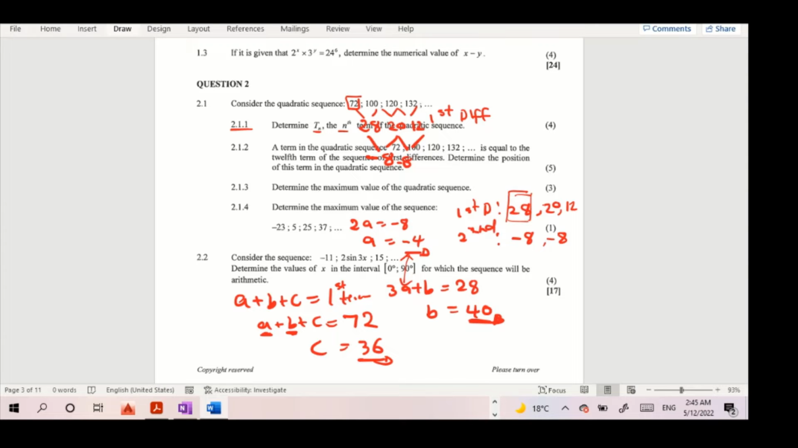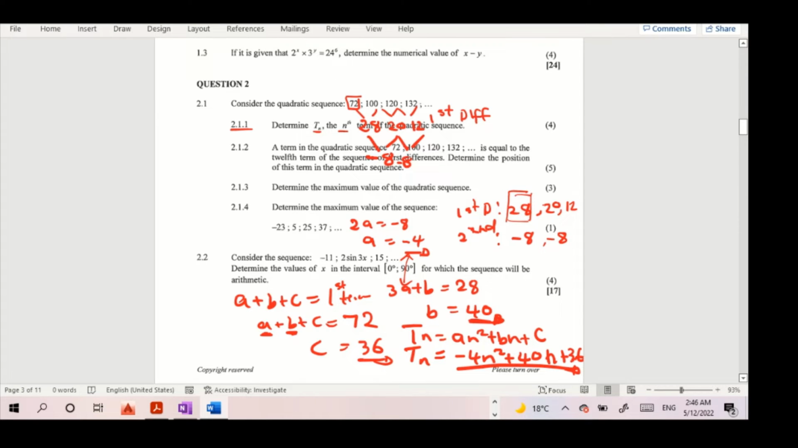So now you have your a, your b, your c, and you know very well that your general term Tn is equal to an squared plus bn plus c. Your a value is -4, so it's -4n squared, and your b is 40, so plus 40n, and then plus 36. So that is the equation, the nth term of the quadratic sequence.